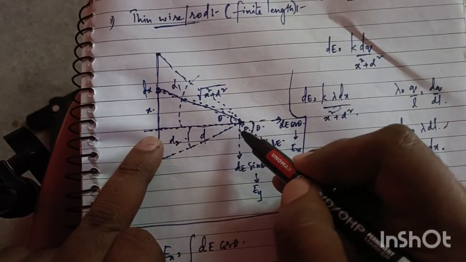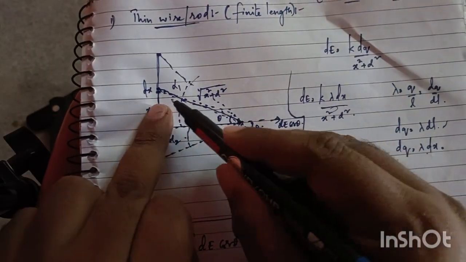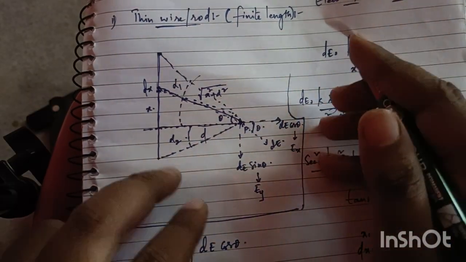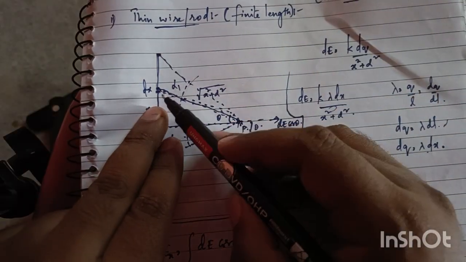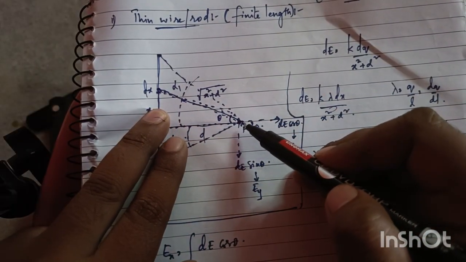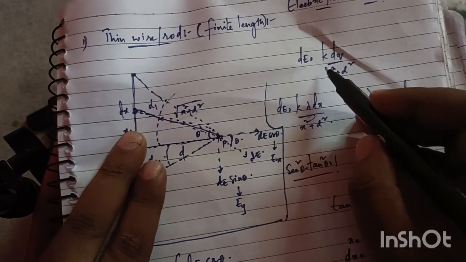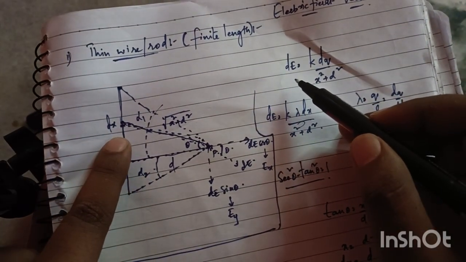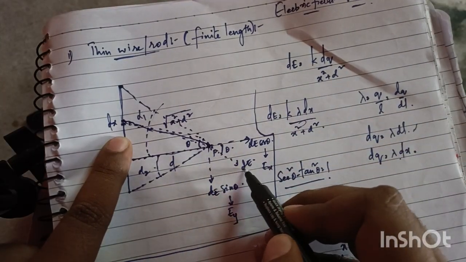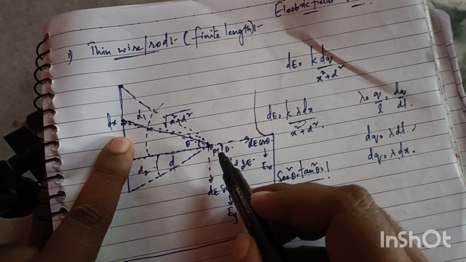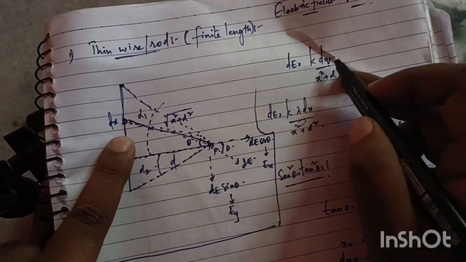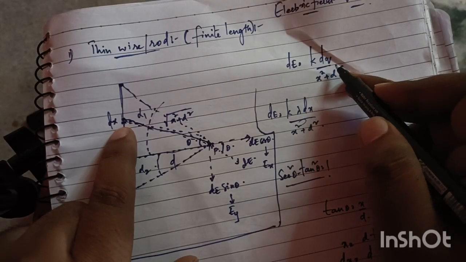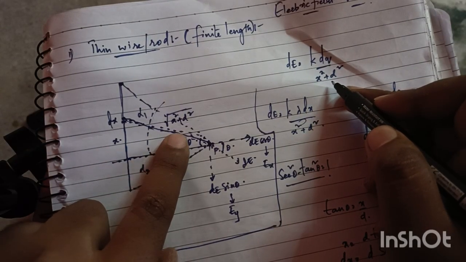Since this makes a right angle triangle, the actual distance between the considered element and the point will be root of x square plus d square. Since this is a point charge, I can directly write E is equal to kq by r square, so that's what I've written here. The small electric field due to the small element dx is dE, in this direction, since electric field is a vector quantity, and its magnitude is given by kq by r square, with small charge dq, divided by the distance squared.